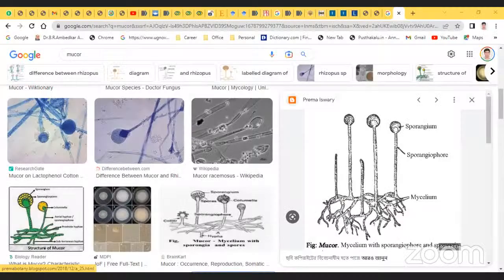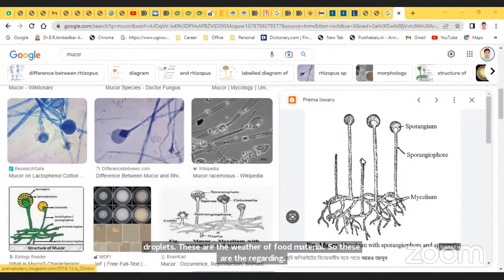Mycelium of Mucor. Yes, sir. Understand the structure.